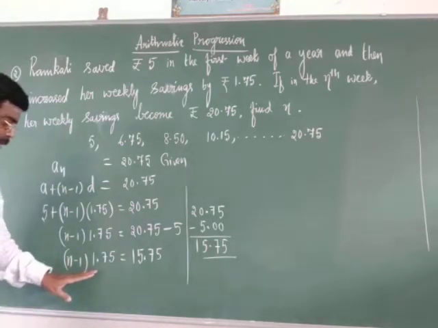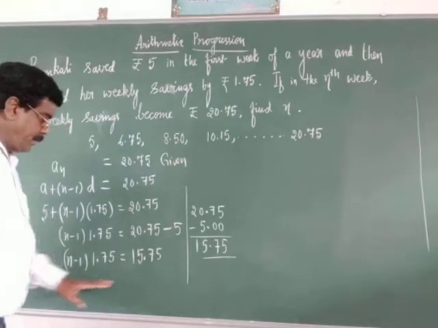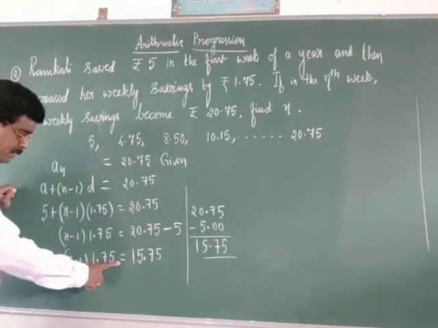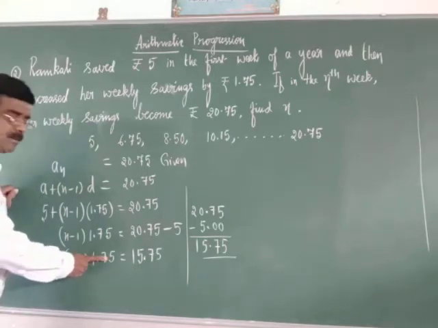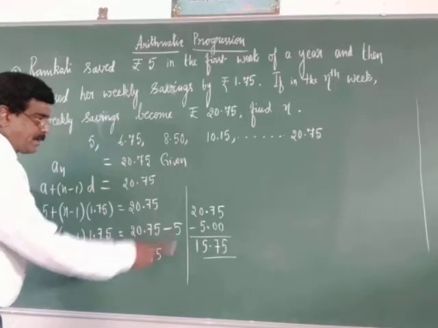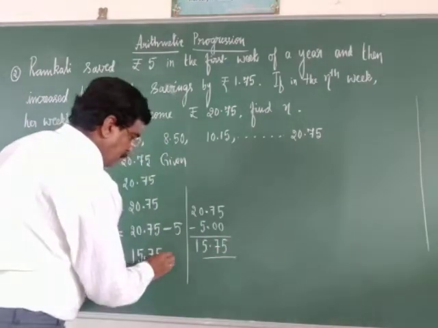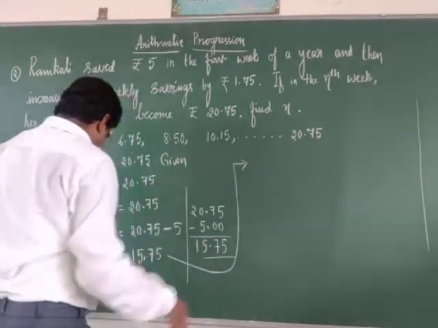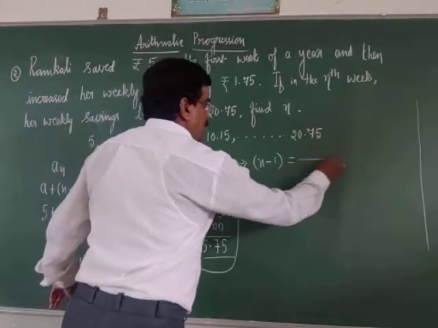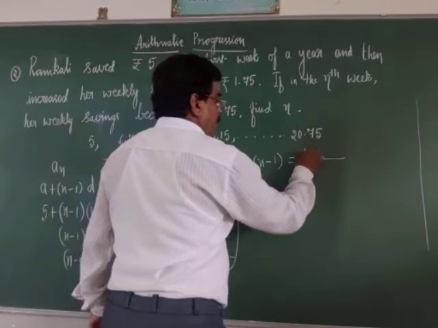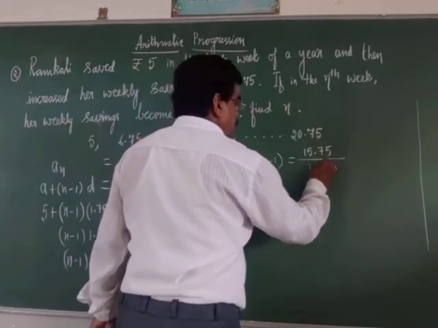So in the next step, let us transfer this 1.75 to the right hand side, so that it will go to the denominator. Or as I used to say, if this is divided by 1.75, 1.75 gets cancelled. Obviously, here also I was right. On that step I am writing here. Next step is then n minus 1 is equal to 15.75 upon 1.75.